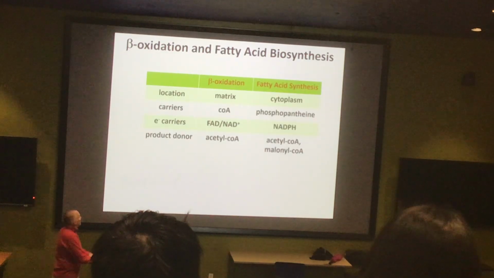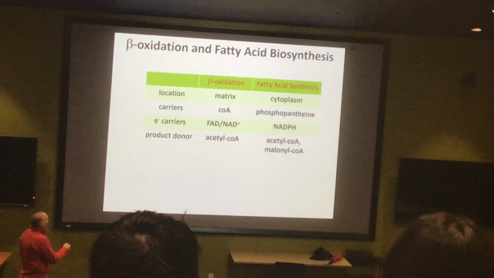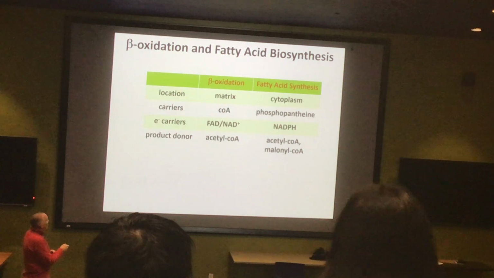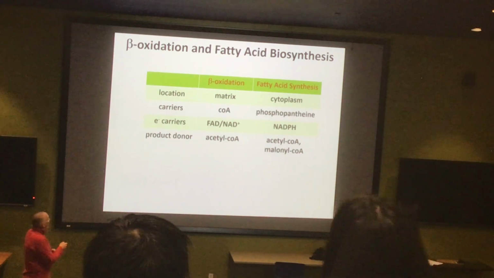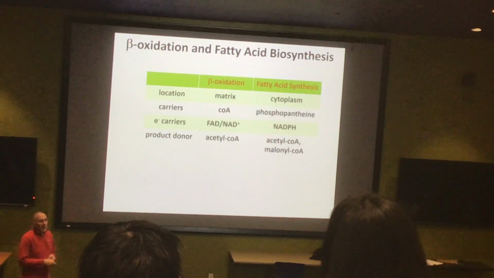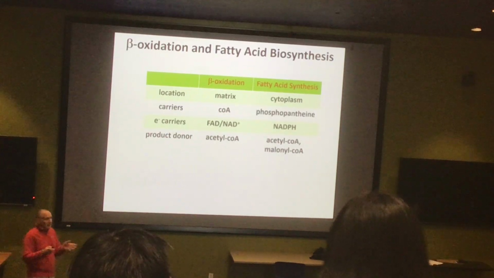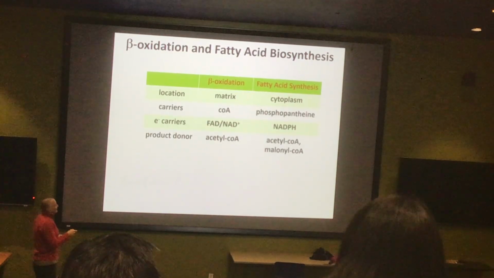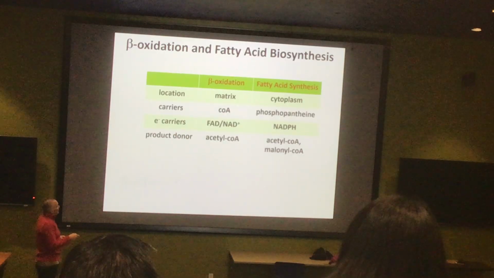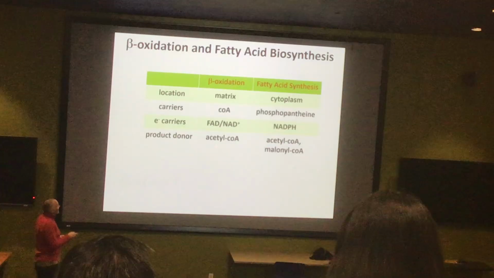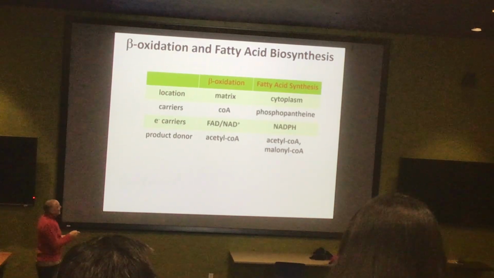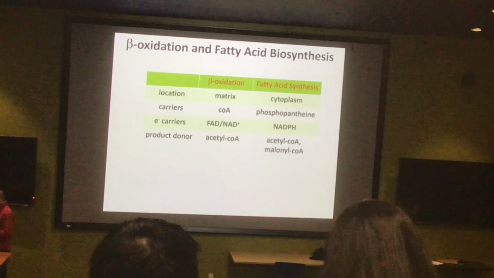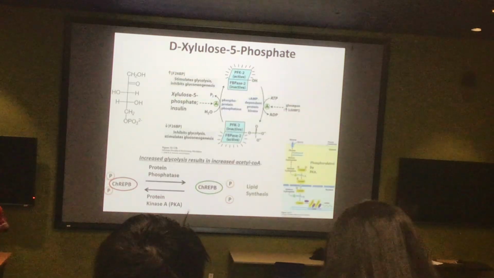There's more, but just to summarize where we are so far, here's a nice comparison of what happened in beta oxidation and what happened in fatty acid synthesis. Remember beta oxidation in the mitochondrial matrix. This happened in the cytosol. Our carriers were the CoA in beta oxidation. Our carriers were the phosphopantetheine, but the same sort of chemistry, both thioesters. In beta oxidation, we used FAD and NAD. And in fatty acid synthesis, it was always NADPH. And in beta oxidation, we had acetyl-CoA. In fatty acid synthesis, in the first round, anyway, we had an acetyl-CoA and a malonyl-CoA. And then in every single subsequent round, we're just adding malonyl-CoAs.